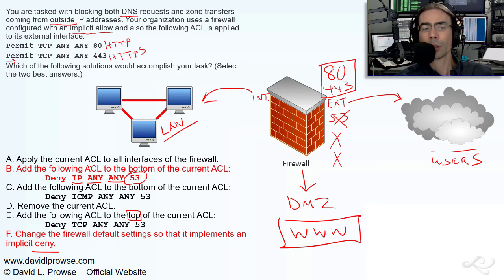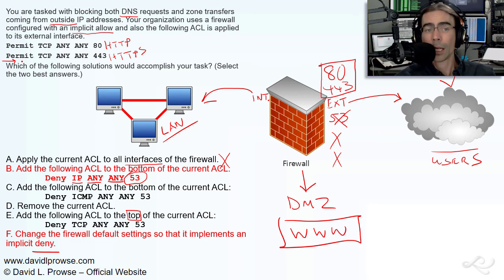A says, apply the current ACL to all interfaces of the firewall. Well, it doesn't really do anything because we have an implicit allow anyway, and we're just permitting something that's implicitly allowed anyway on the firewall. So applying that to other interfaces really makes no difference. The task here is to block DNS requests and zone transfers from outside IP addresses, from over here at the cloud. So it's important that we deal with the outside interface, the external interface. Applying the current ACL to all the rest of the interfaces doesn't really make a difference. So that's no good.